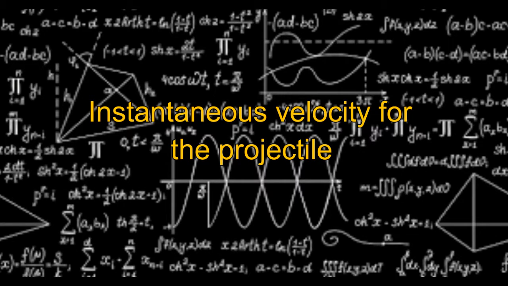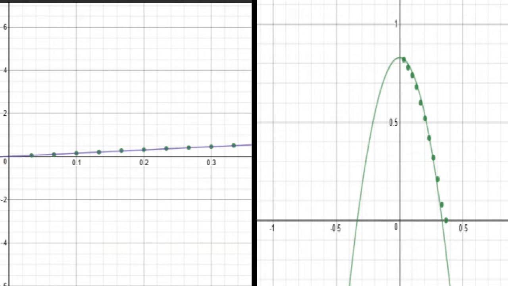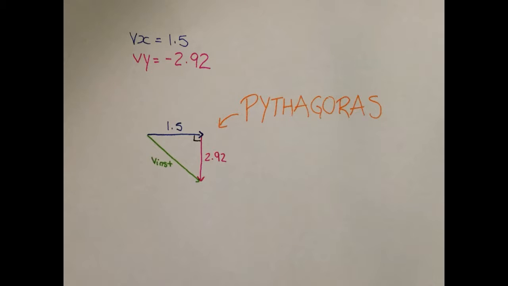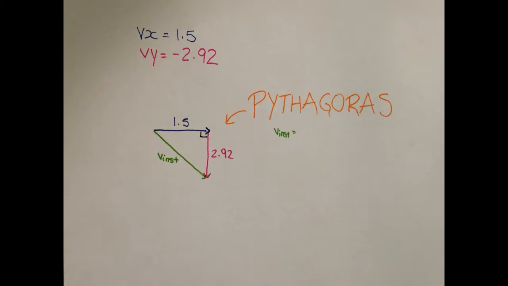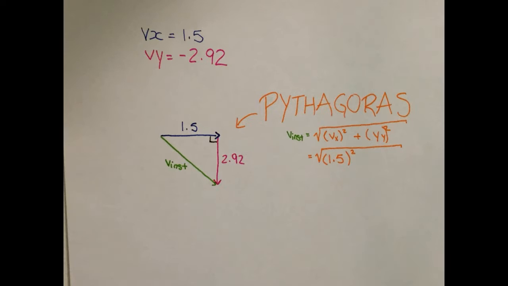To calculate the instantaneous velocity for the projectile at t equals 0.2, we use the horizontal velocity and the vertical velocity previously obtained. When we draw the vector diagram, we can observe that we need the Pythagorean theorem in order to obtain the instantaneous velocity. We would get the following equation.